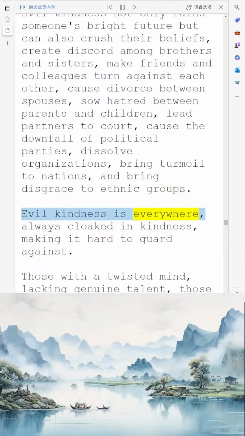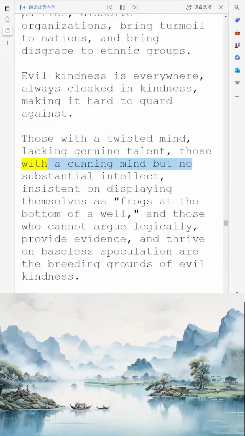Evil kindness is everywhere, always cloaked in kindness, making it hard to guard against. Those with a twisted mind, lacking genuine talent, those with a cunning mind but no substantial intellect, insistent on displaying themselves as frogs at the bottom of a well, and those who cannot argue logically, provide evidence, and thrive on baseless speculation are the breeding grounds of evil kindness.